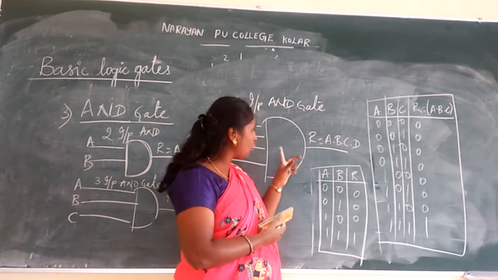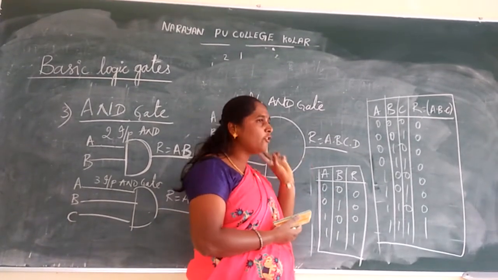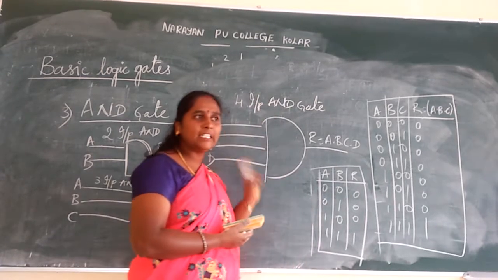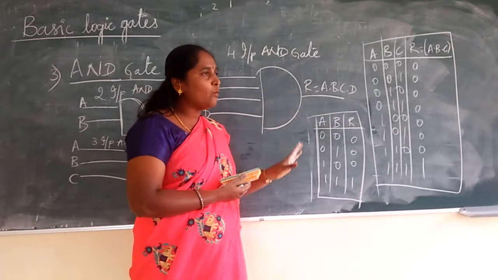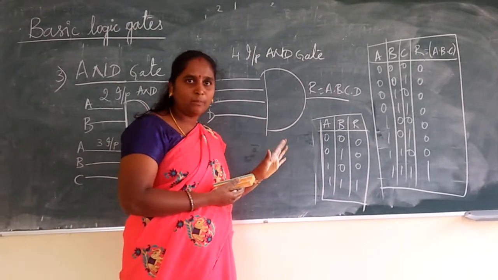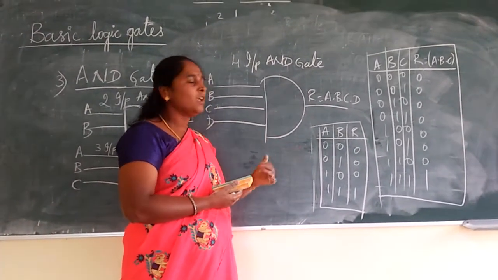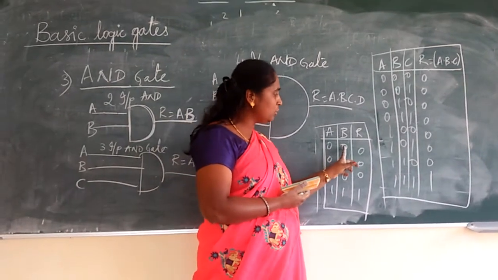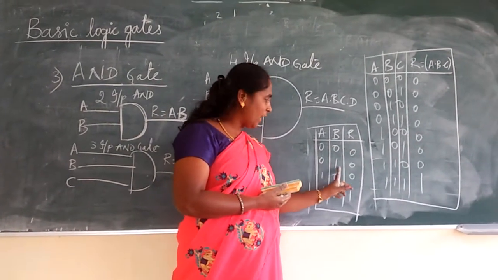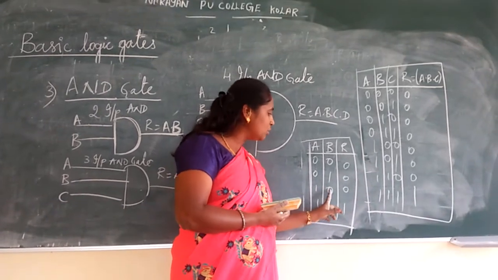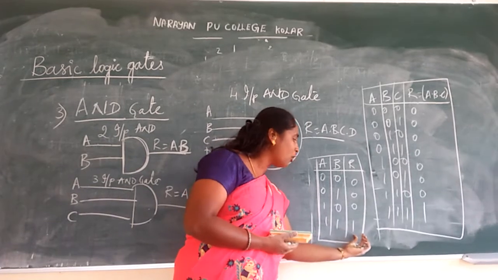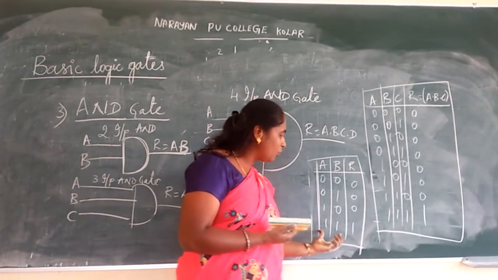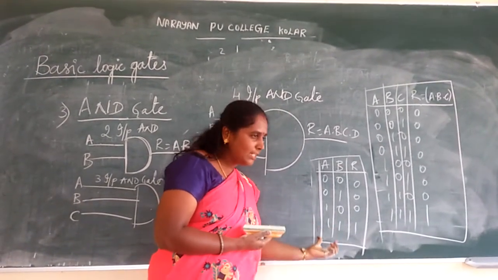So in logical multiplication, if both the inputs are high, the output signal will be high. If any one signal is low, that is 0, the output signal will be 0. Here, see, 0 into 0 is 0, 0 into 1 is 0, 1 into 0 is 0. If both the signals are high, the output signal will be high. This is for 2 input logical multiplication.